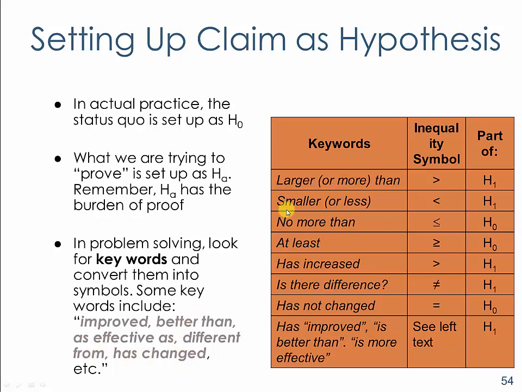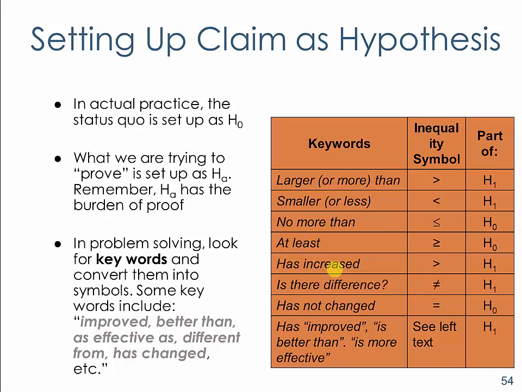So when you see words like larger or more than, your inequality symbol is greater than. For smaller or less than, the inequality symbol is a less than symbol. When you hear things like no more than, you use a less than or equals sign. At least means a greater than or equal sign. And you can go down this table yourself.